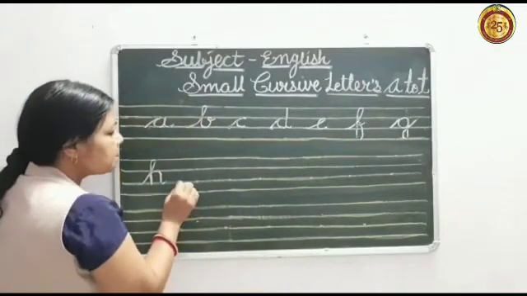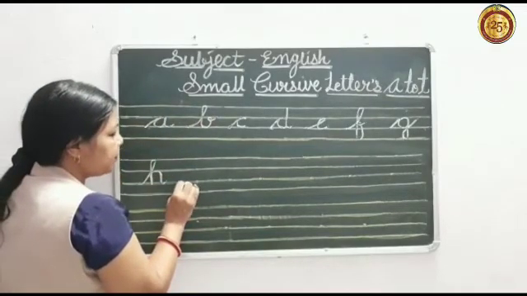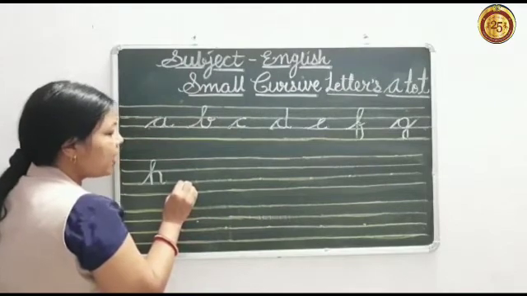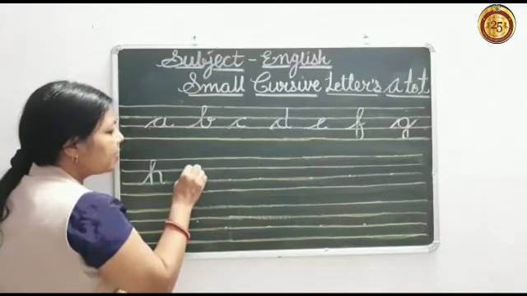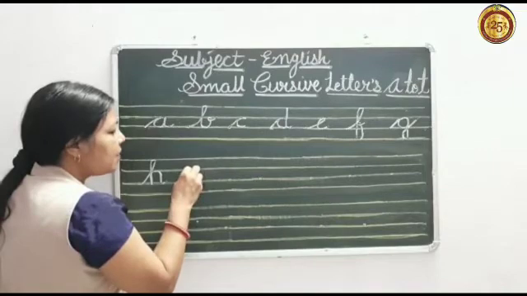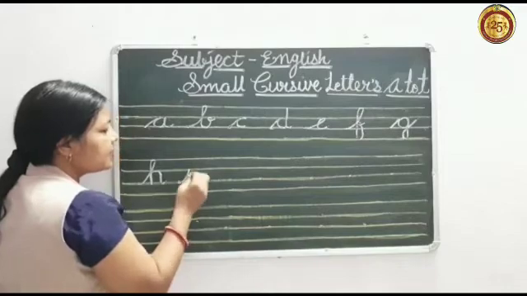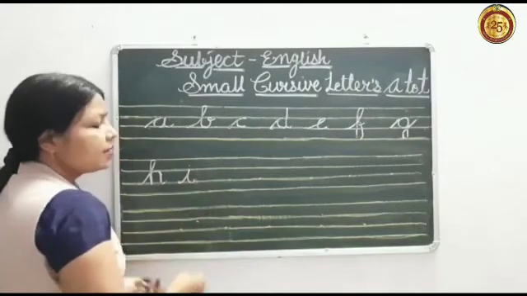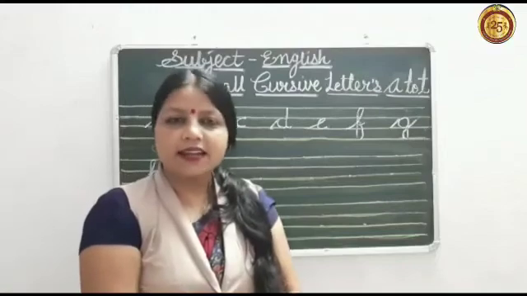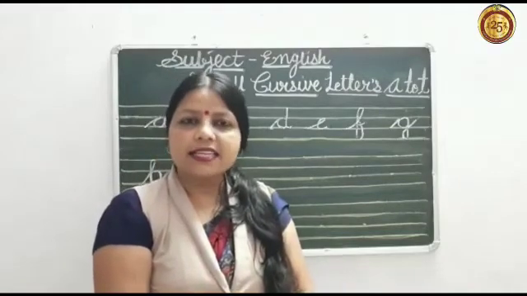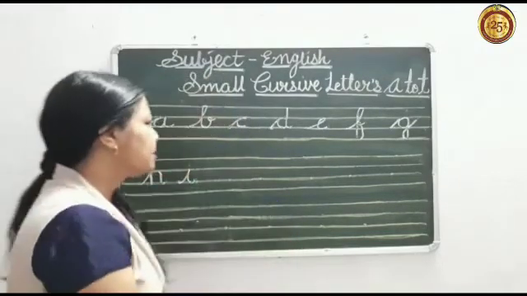We will write here small cursive letter I. Put your pencil here on second blue line, take it upward, touch the first blue line, come down with same line, touch the second line and turn it like this. Put a dot here. This is a small cursive letter I. I for ice cream, I for ink pot.